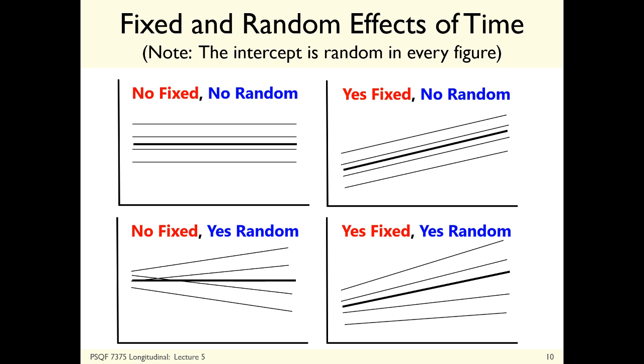So practically speaking, that also means if you were to add a fixed effect of time and find it to be non-significant, that doesn't mean you have to stop. You can go ahead and test the random effect too. That would give you the picture on the bottom left here if it were significant. You can have no change on average because some people go up and some people go down. That's possible.